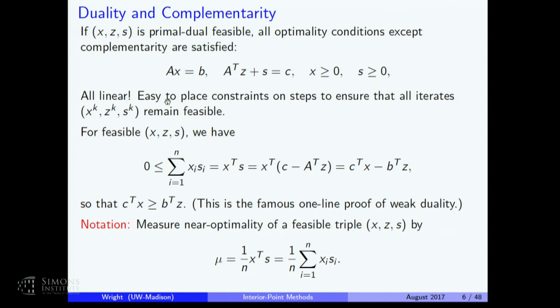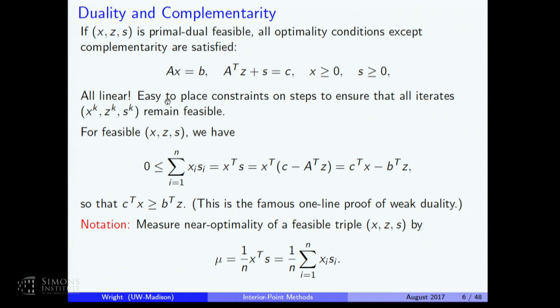And if you've got a point that's primal dual feasible, then here is the one-line proof again. If you take the inner product of x and s, because both of these vectors contain non-negative entries, their inner product is greater than or equal to 0. If I substitute for s from this condition here, I get an equality. If I just expand that out, I get A times x transpose z. A times x equals b. So that second condition collapses to b transpose z. And there we have that c transpose x is greater than or equal to b transpose z again.